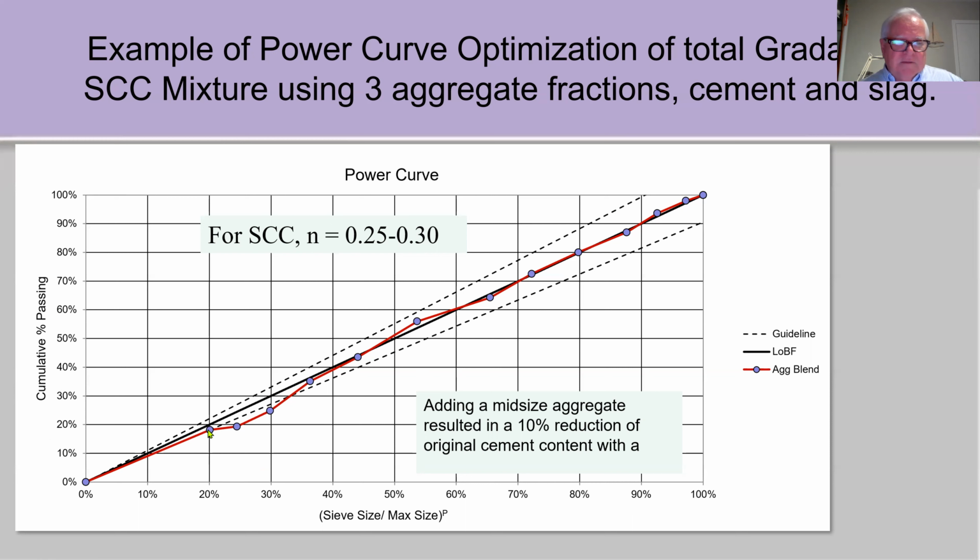And the red line here is 3 aggregates together, a 25 millimeter aggregate, a manufactured sand, and a mid-sized material in the 3 to 7 millimeter range. And we can fit it pretty well, except down at the low end here, because the manufactured sand doesn't have a lot of fines. But we can make self-consolidating concrete with this, fairly high strength self-consolidating concrete with that power factor of about 0.25 to 0.3.